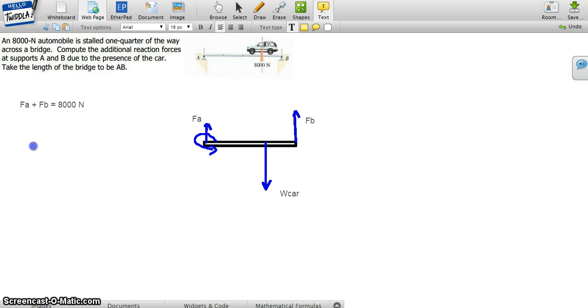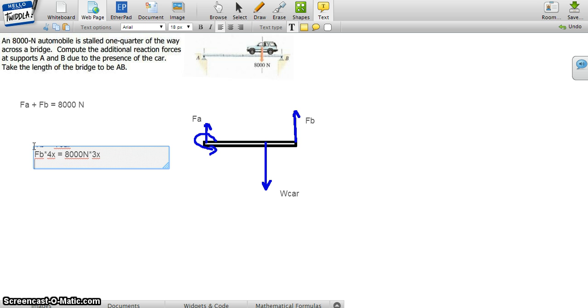Okay, so in that case then I've got the torque from B has to be equal to the torque from the car. The torque from B would be the force of B times the distance away. I don't know the distance, so I'm going to say it's equal to 4x. And then for the weight of the car, it's going to be 8,000 newtons times the distance away, which would be 3x.